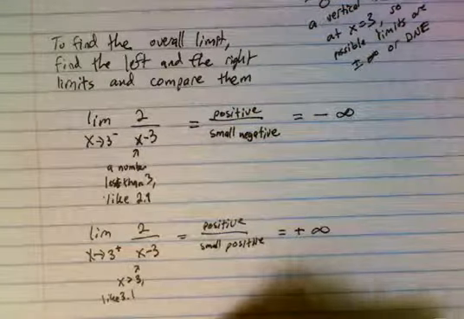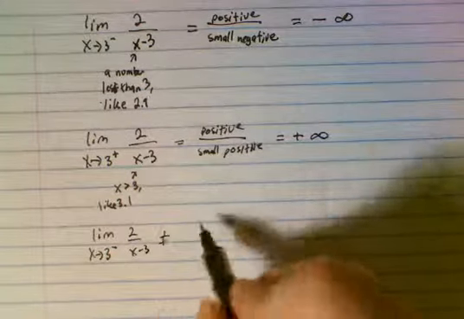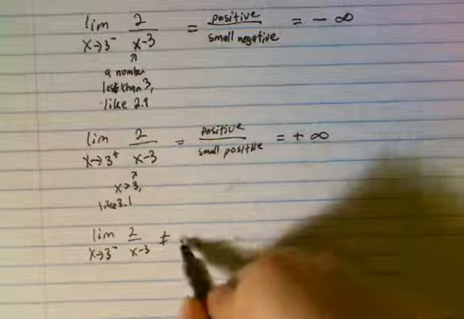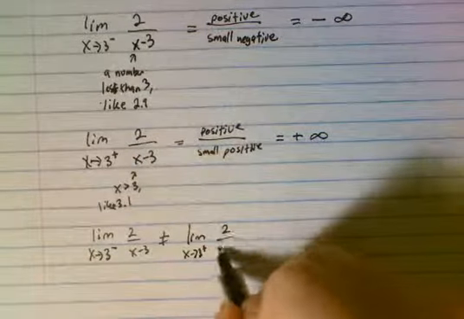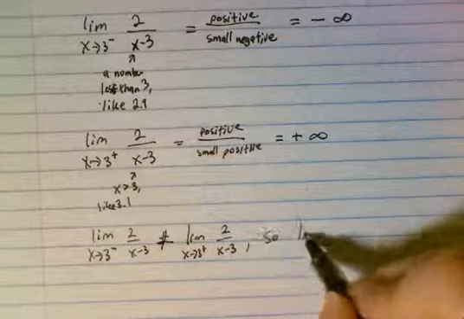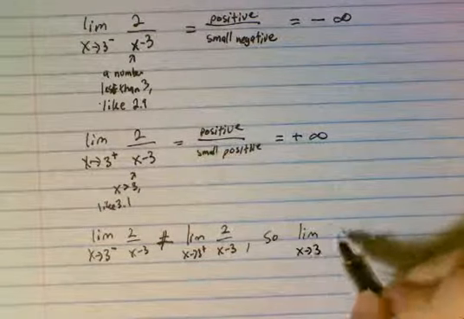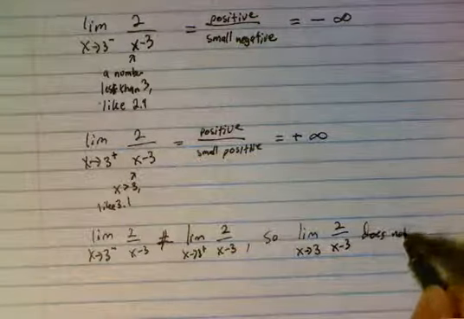Notice, though, that the limit as x approaches 3 from the left is negative infinity, which does not equal the limit from the right, positive infinity. So the overall limit does not exist.